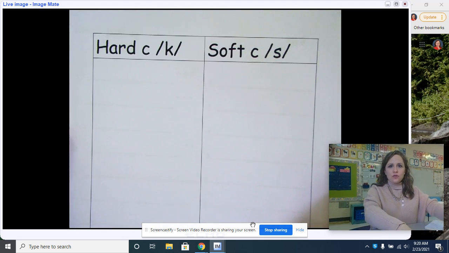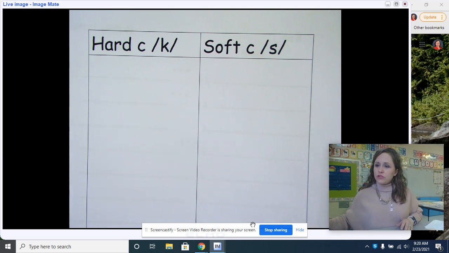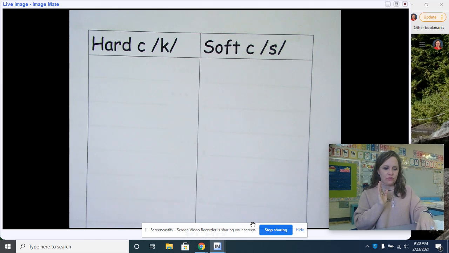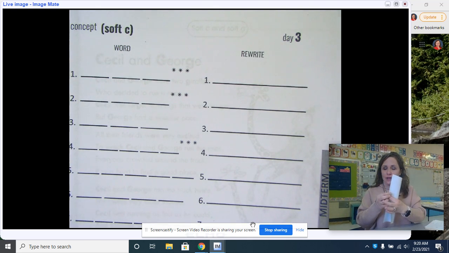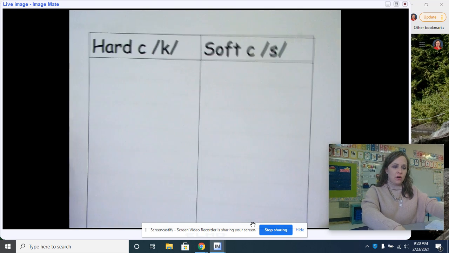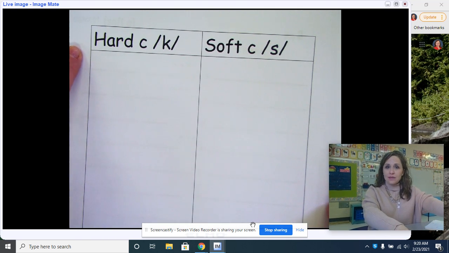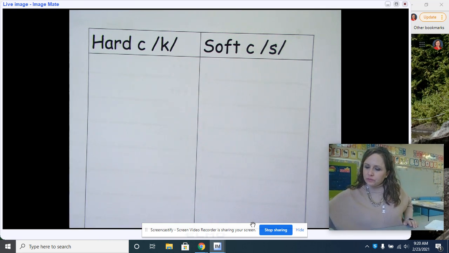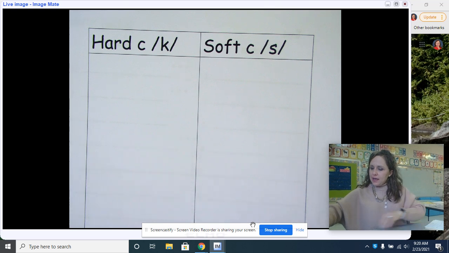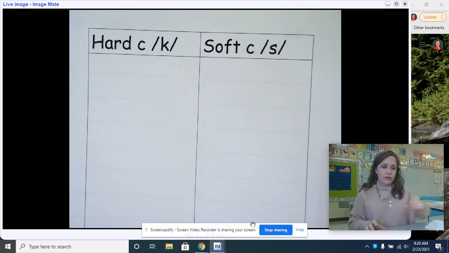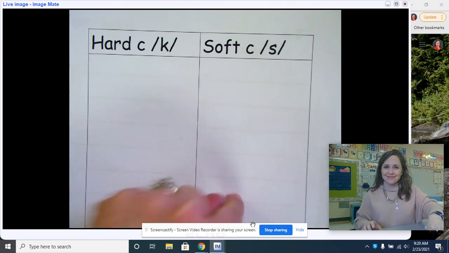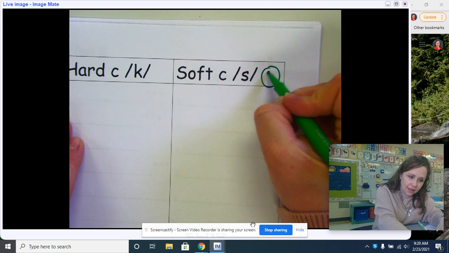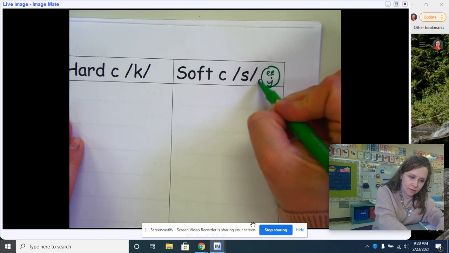Okay, so get your chart like this, or if you didn't print the chart, you can get a piece of paper and fold it. I call it hot dog style, which means you take the paper and you fold it like this, and then make 2 columns. On the left, we're going to have hard C making the K sound, and on the right, we're going to have soft C making the S sound. I'm going to say a word, and we are going to write it either on the soft C side or the hard C side. Remember, soft C is Gentle Cindy with E, I, and Y.